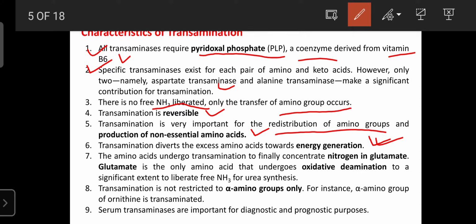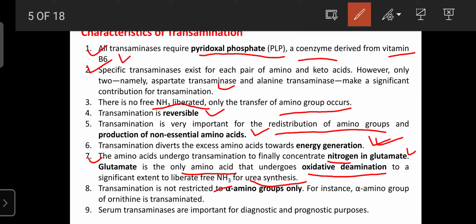Next, the amino acids undergo transamination and finally concentrate the nitrogen in glutamate. Nitrogen plays an important role in the synthesis of proteins as well as amino acids. Transamination continuously supplies or deposits the nitrogen in glutamate. Glutamate is the only amino acid that can undergo oxidative deamination and liberate ammonia. That ammonia is required for the synthesis of urea.